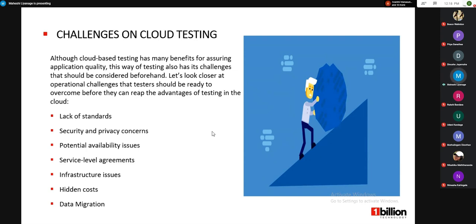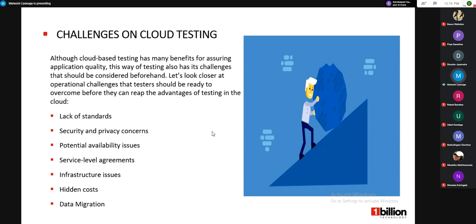And then potential availability issues. These providers guarantee us round-the-clock availability of their services, but there may be a chance of downtime, and it will definitely cause negative consequences for our testing processes. For example, in 2013, Amazon Web Services went down for less than half an hour. During that time, thousands of companies were unable to test the properties that required access to AWS. So we have to be concerned about that also.